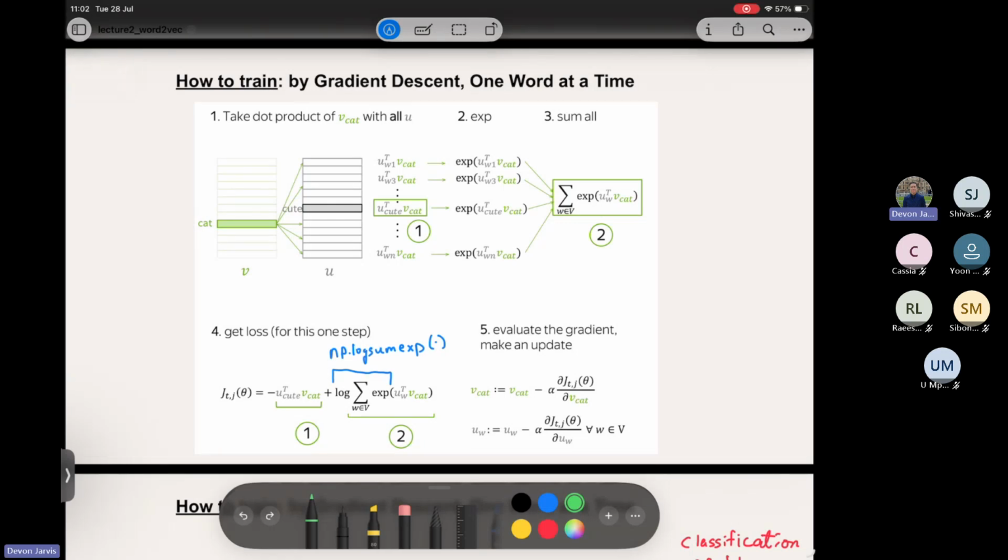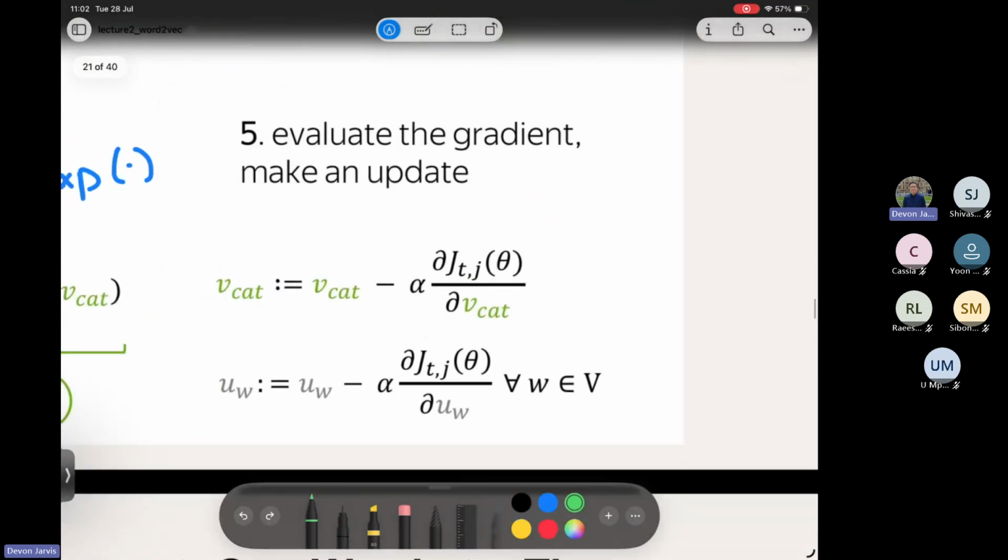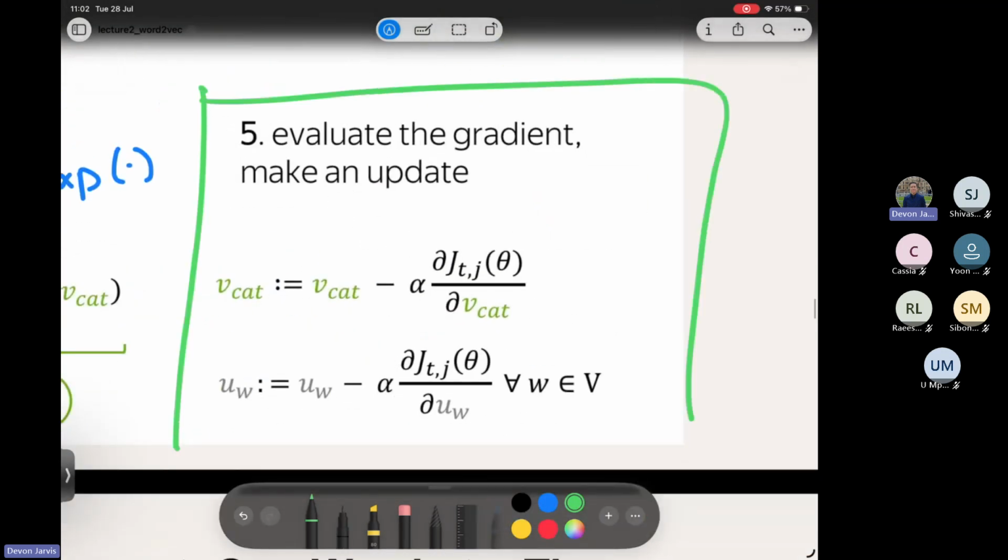Okay, and then after that, you just come along and you do gradient descent. Right, so we're not going to derive that. You just backprop in PyTorch, and so you get the derivative of your loss with respect to cat, and you get the derivative of your loss with respect to all of the context words, so all of the decoder. Okay.